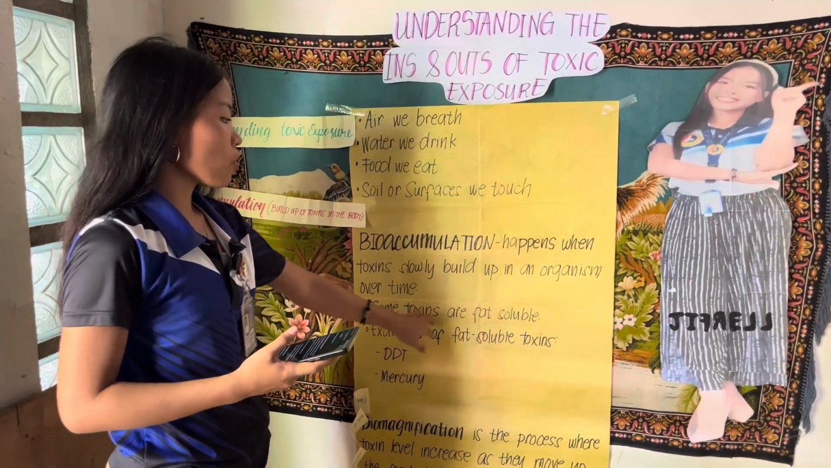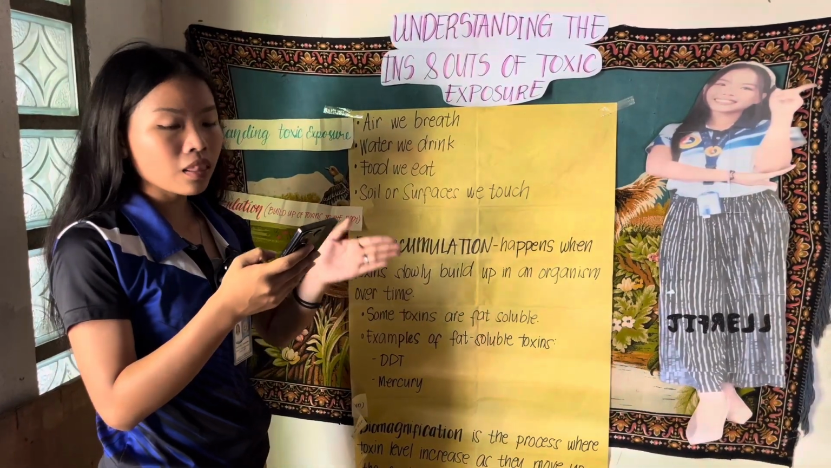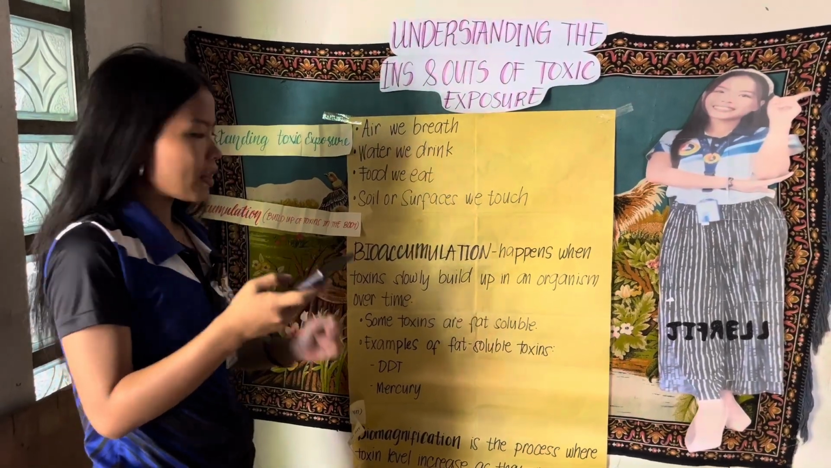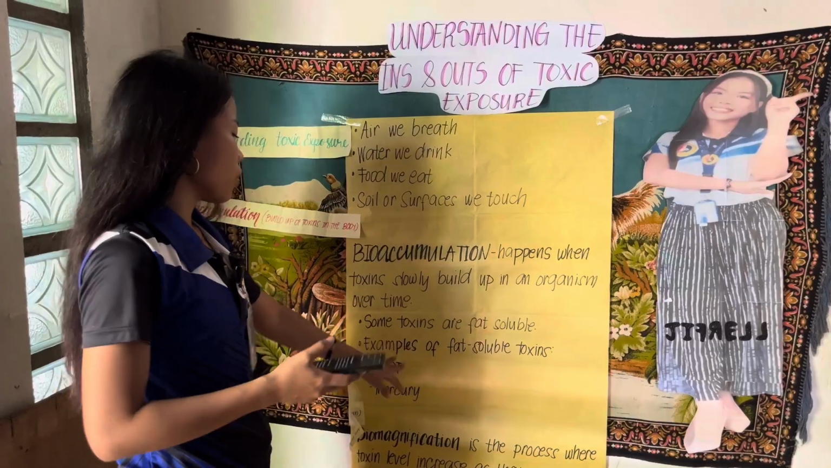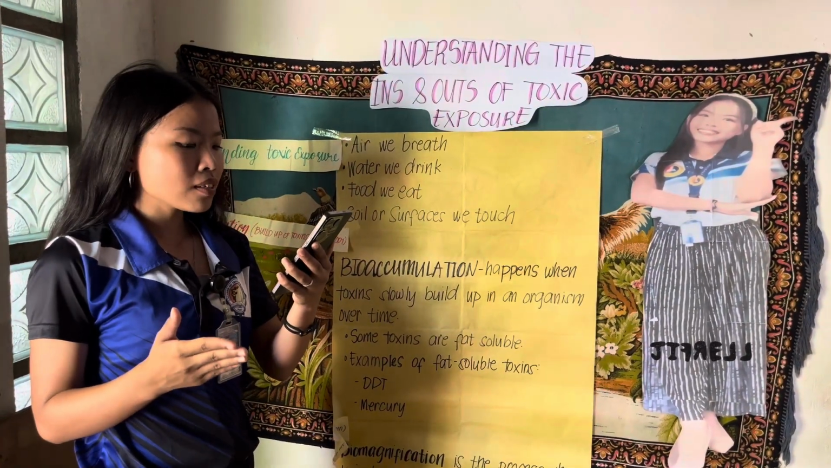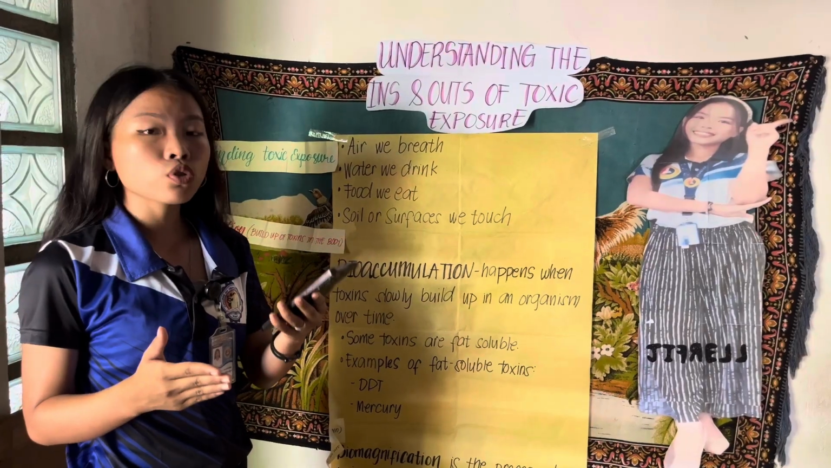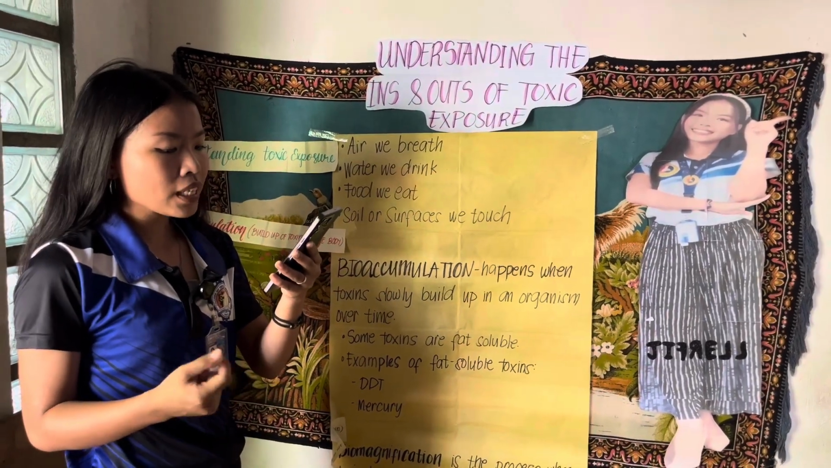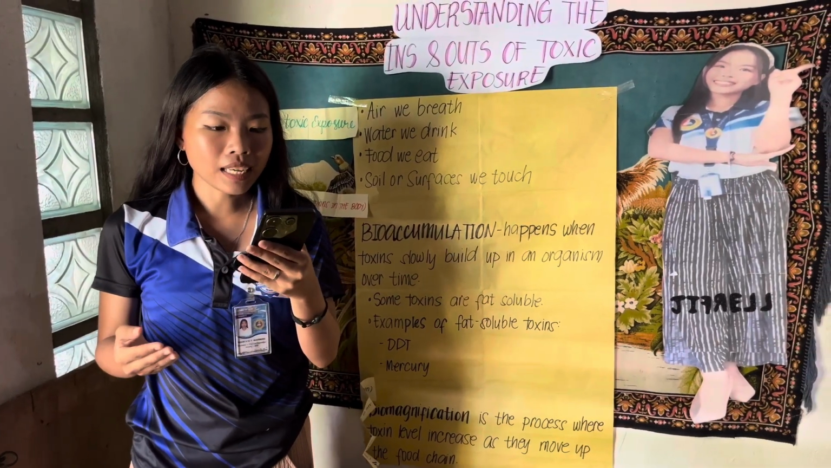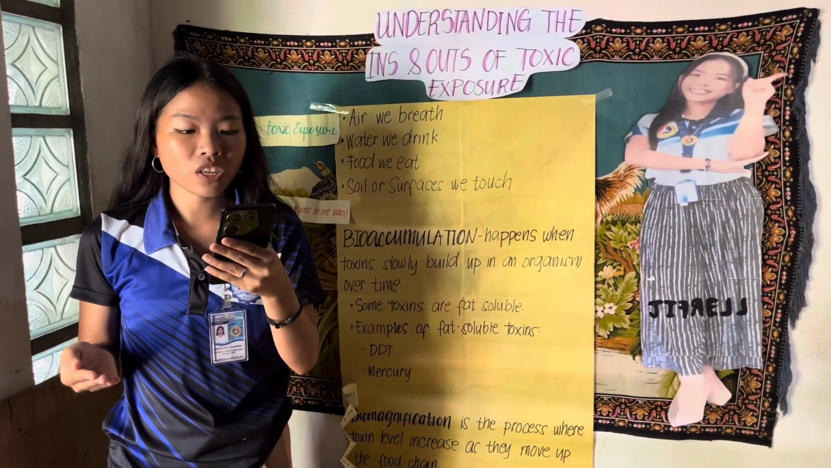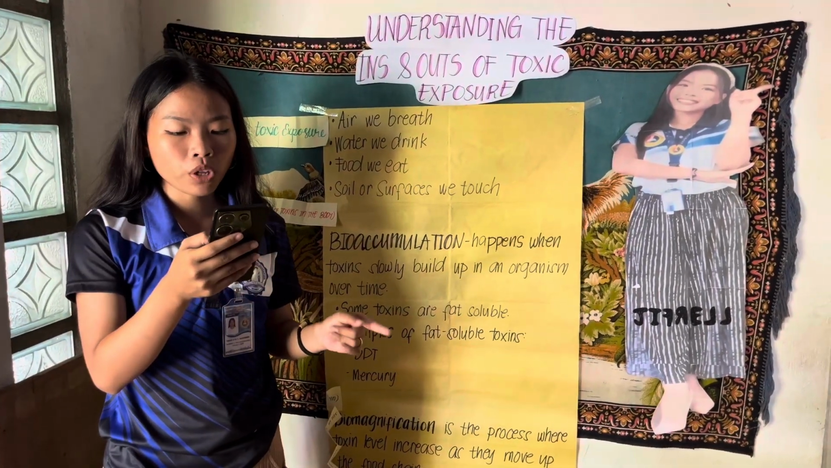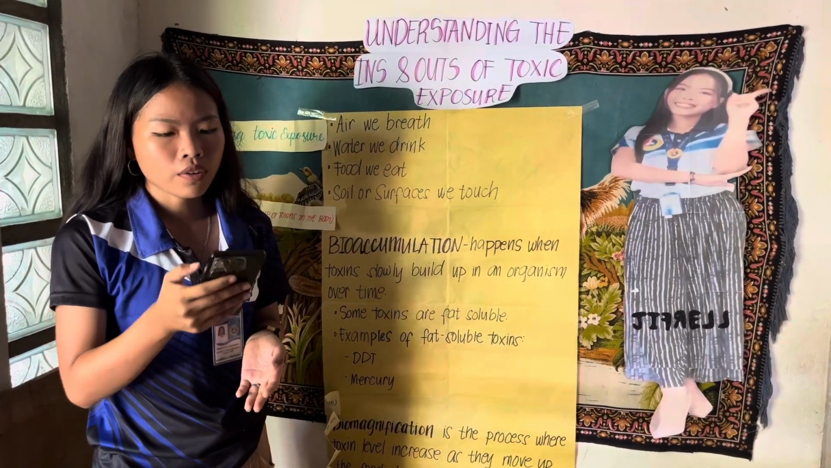When you say some toxins are fat-soluble, it means that the toxin stays in fat tissue and is hard to break down. Some examples of fat-soluble toxins are DDT and mercury. DDT is a pesticide once widely used to kill insects, and even though it is banned in many countries, it still remains in the environment. DDT builds up in fat tissues of animals and humans. Possible effects are hormonal problems and damage to the nervous system.